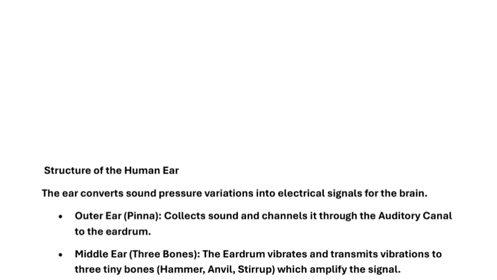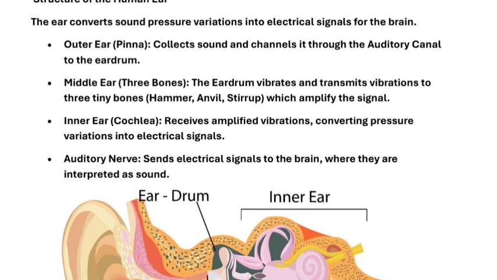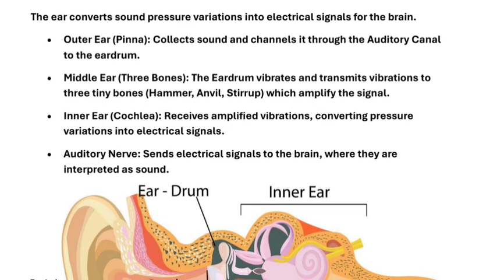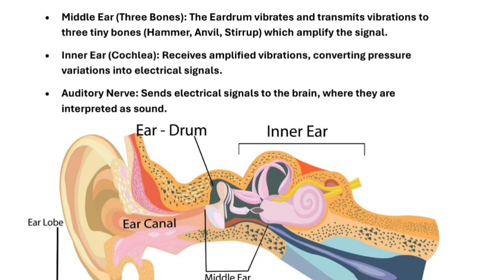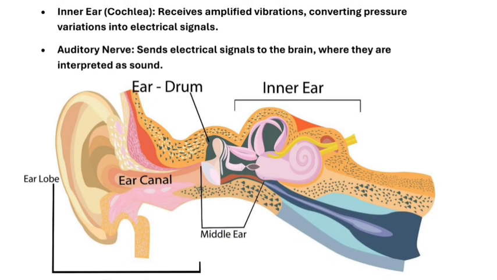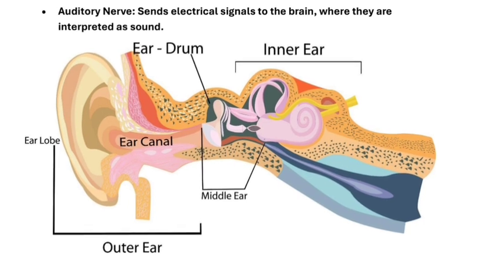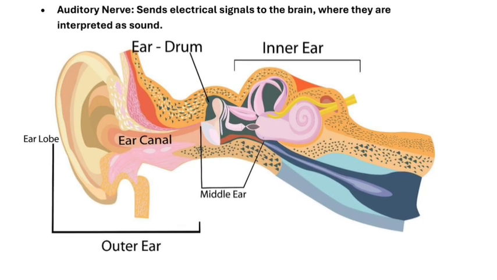depth. Structure of the human ear: the ear converts sound pressure variations into electrical signals for the brain. Outer ear: the pinna collects sound and channels it through the auditory canal to the eardrum. Middle ear: the eardrum vibrates and transmits vibrations to 3 tiny bones, hammer, anvil, and stirrup, which amplify the signal. Inner ear: the cochlea receives amplified vibrations, converting pressure variations into electrical signals. Auditory nerve: sends electrical signals to the brain, where they are interpreted as sound.